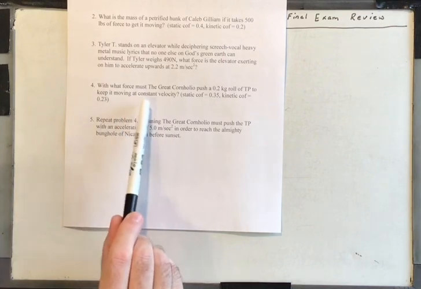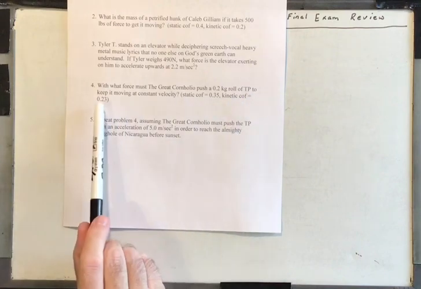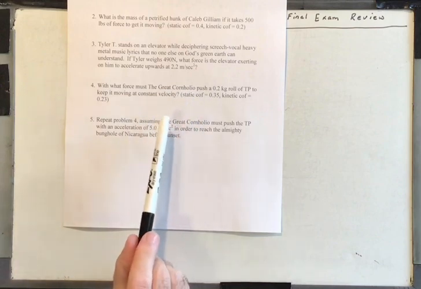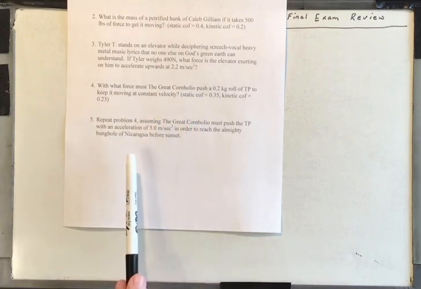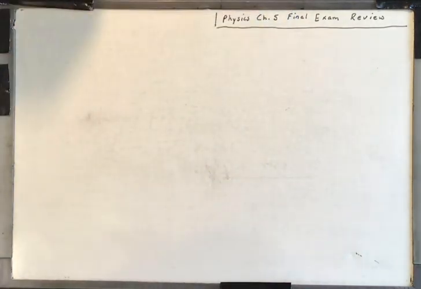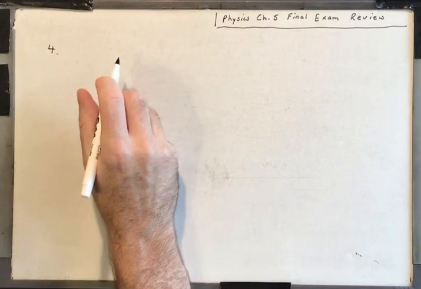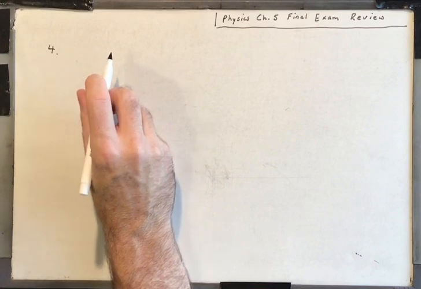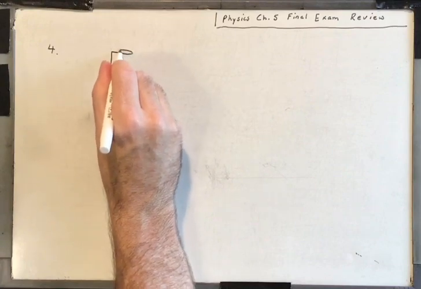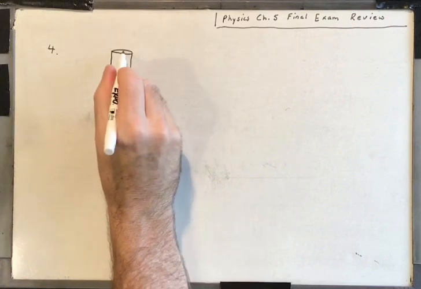Number 4 says, with what force must the great Cornholio push a 0.2 kilogram roll of toilet paper to keep it moving at a constant velocity? All right, this is a cartoon character from a cartoon called Beavis and Butthead, and it gives a static and kinetic coefficient of friction. All right, feel free to not watch the cartoon, but maybe you're curious. If so, you can watch it. Pretty crude. All right, so we've got a roll of toilet paper. It's in short supply these days.